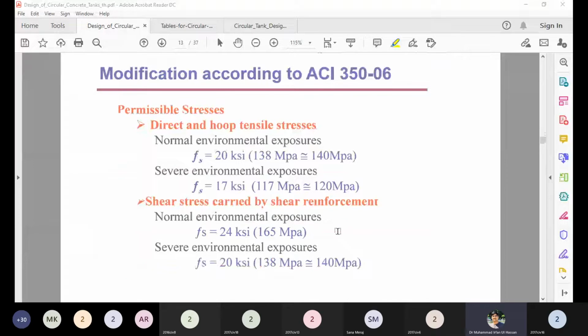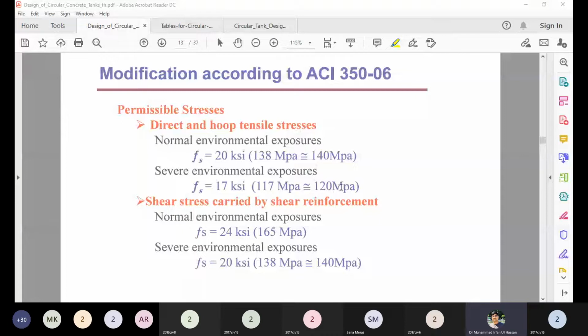Next come the permissible stresses values. For the normal environmental conditions, for direct and hoop stresses, when we are computing the hoop stresses or direct stresses in the tank, there are different kinds of pressure. One is along the circumference, so the stress that is produced through the circumference. You have studied the topic of the cylinders, and you know that that stress is called the hoop stress. Due to the inward pressure on the circular tanks, the hoop stress is developed.